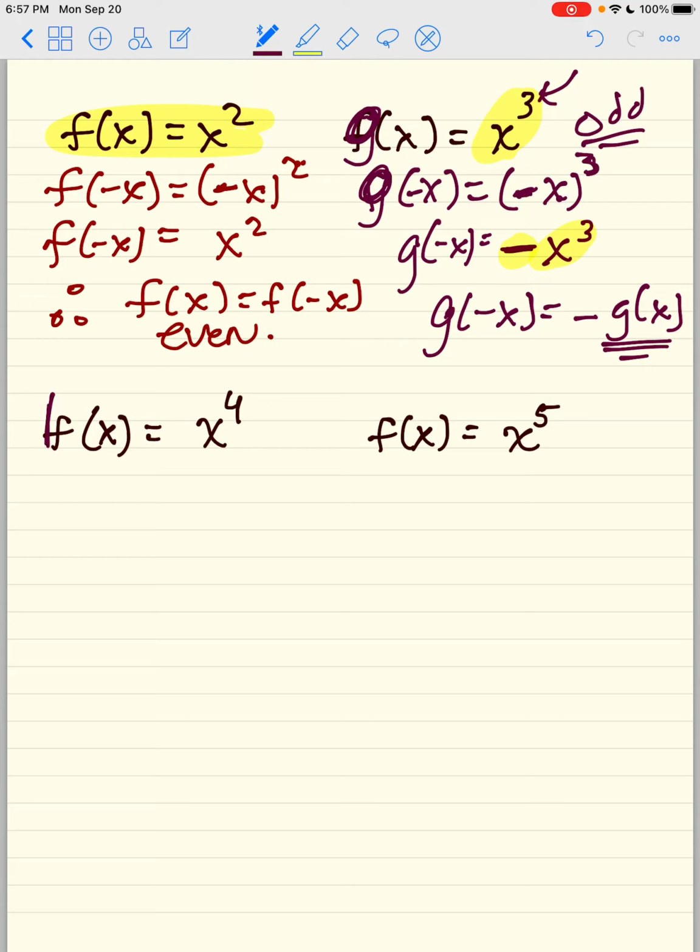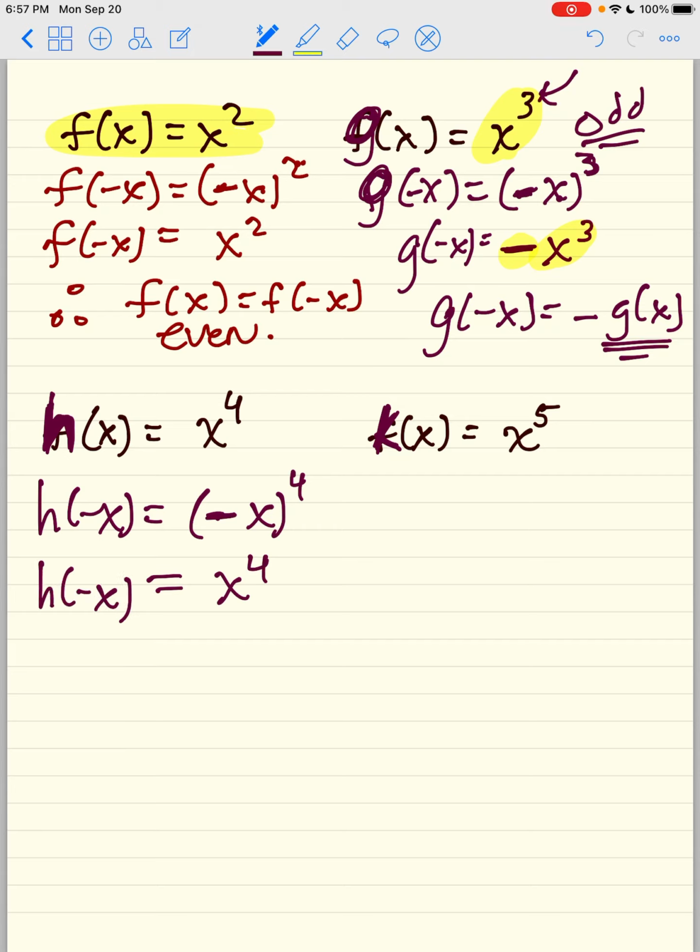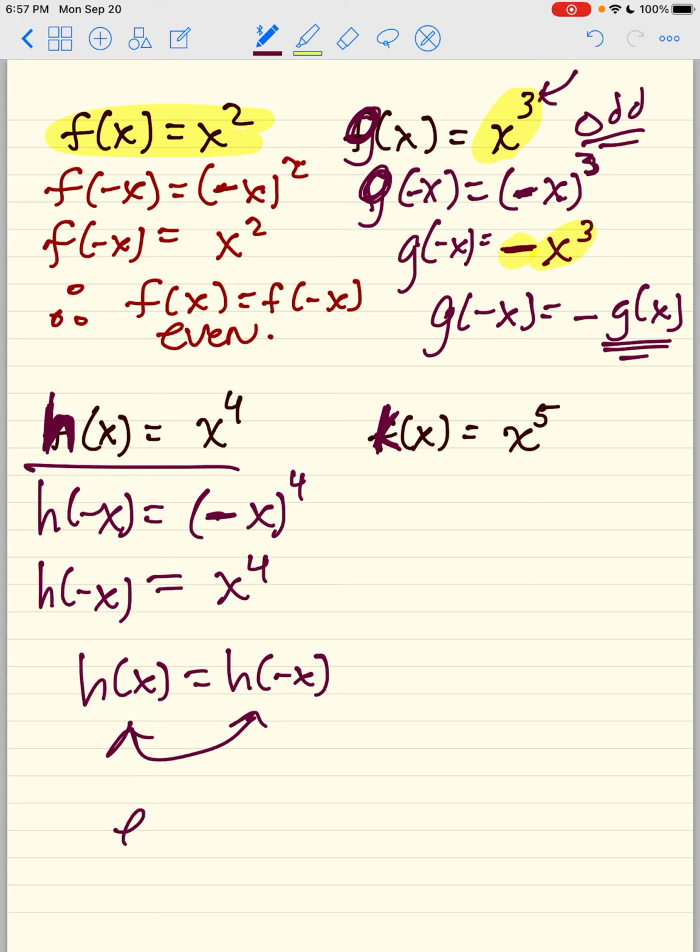E, F, G, H. This is supposed to be h, and this is going to be k. Let's put a negative. Negative to an even power is positive, and that's x to the fourth. Therefore, since h of x, which is the original problem, is equal to h of negative x, then it's even, because we got back the same.